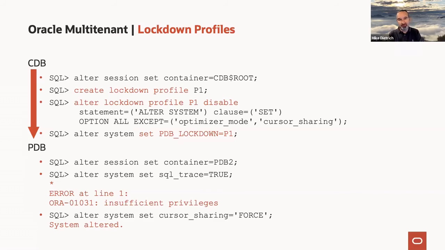So as soon as I go now and apply the lockdown profile to my PDBs, alter system set PDB lockdown P1, I make it active. I pull the trigger. And you, as a user now in the PDB, you try to alter system set SQL trace, and then you get an error, insufficient privileges. Because I allowed you only with my lockdown profile to set optimizer mode or cursor sharing. So if you say, hey, set cursor sharing force, yeah, you can do that.